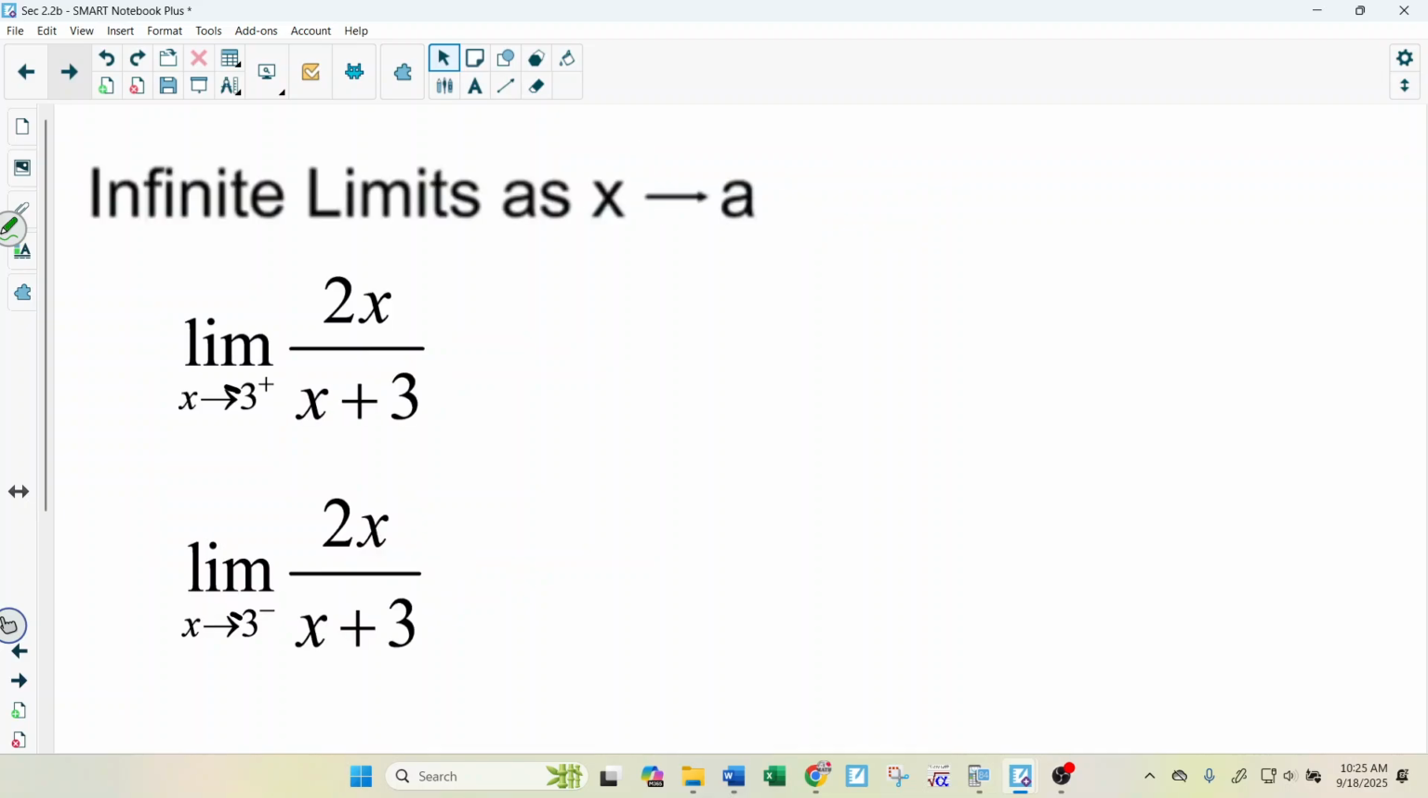So another one. I think there's a typo. Nope, your paper's right. There was a typo on my notes here.